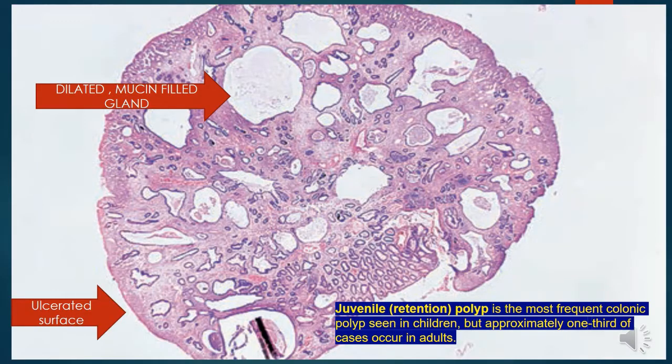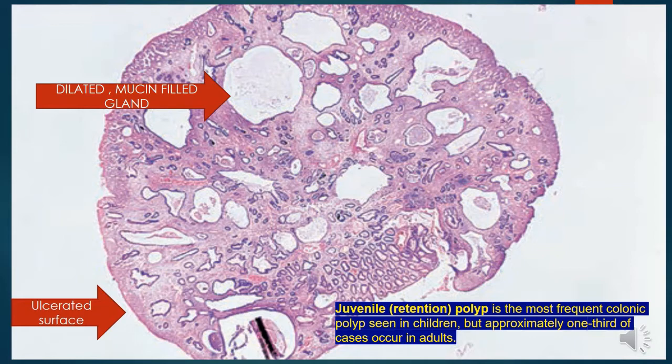Juvenile retention polyp is the most frequent colonic polyp seen in children. Traditionally, it has been described as single and located in the rectosigmoid area. However, with increased use of endoscopic procedures, it has been shown that in many cases more than one polyp is present, and a high proportion of them occur proximal to the sigmoid colon. These patients usually present with rectal bleeding, and autoamputation is common, where the polyp is sloughed off, passed per rectum and disappears.